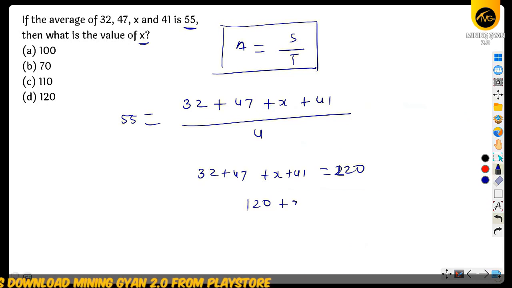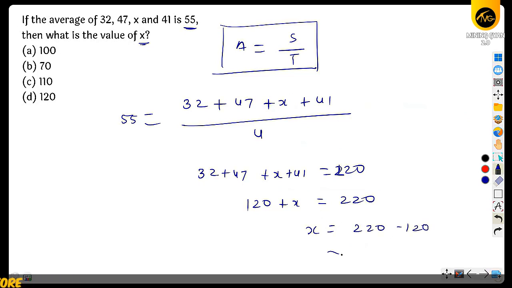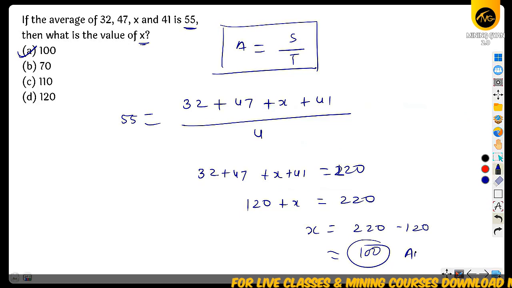So 120 plus x is equal to 220. Now x is equal to 220 minus 120. That will be 100. Correct. 100 is the correct answer, or we can say that 100 is the value of x. So option A is the correct answer.